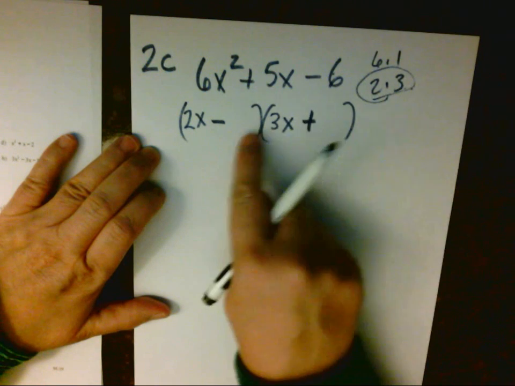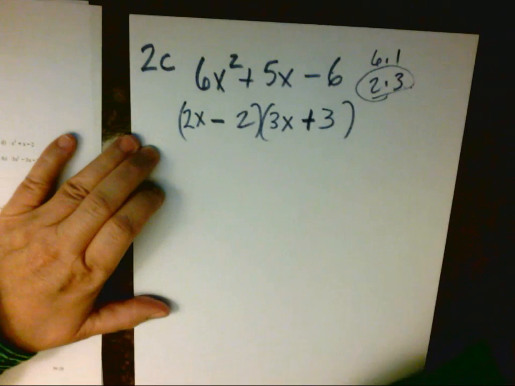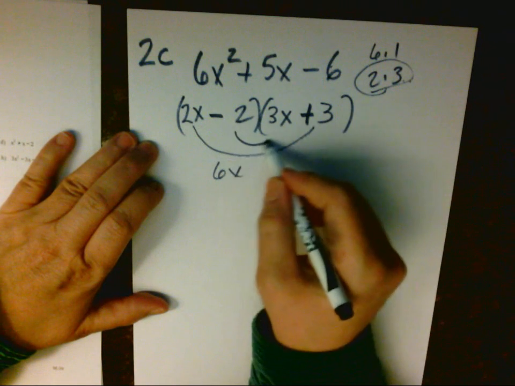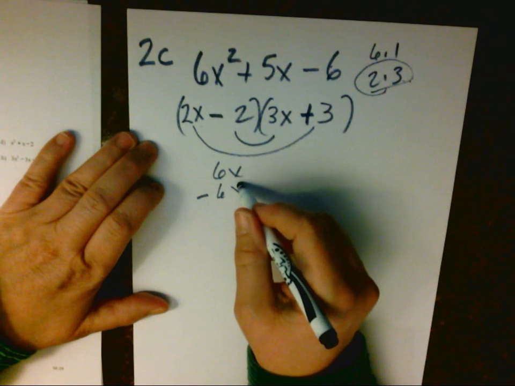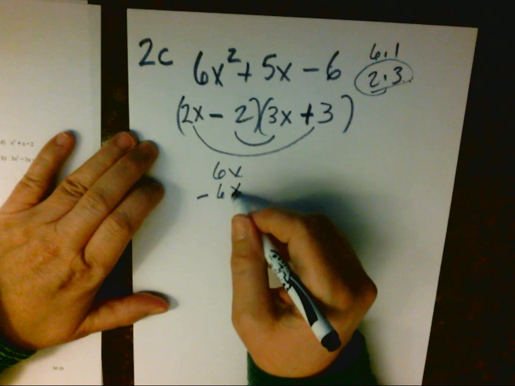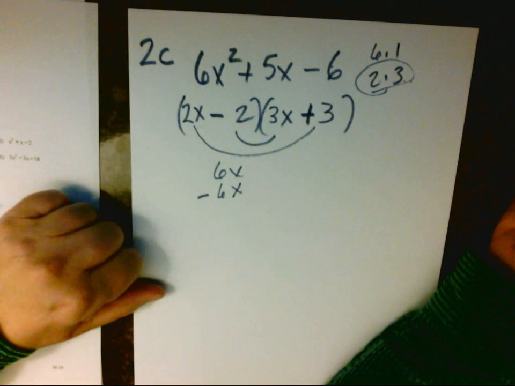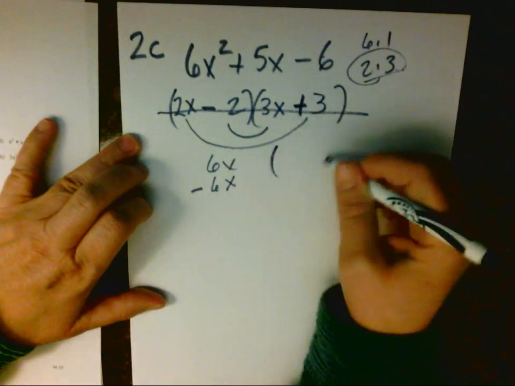So if I put the 3, we'll just try it, 3 and 2. We'll see what happens, okay? So on the outside, I'm going to get a 6x, and on the inside, I'm going to get a minus 6x. That gives me no x's in the middle. That isn't it. Okay, so let's try again.